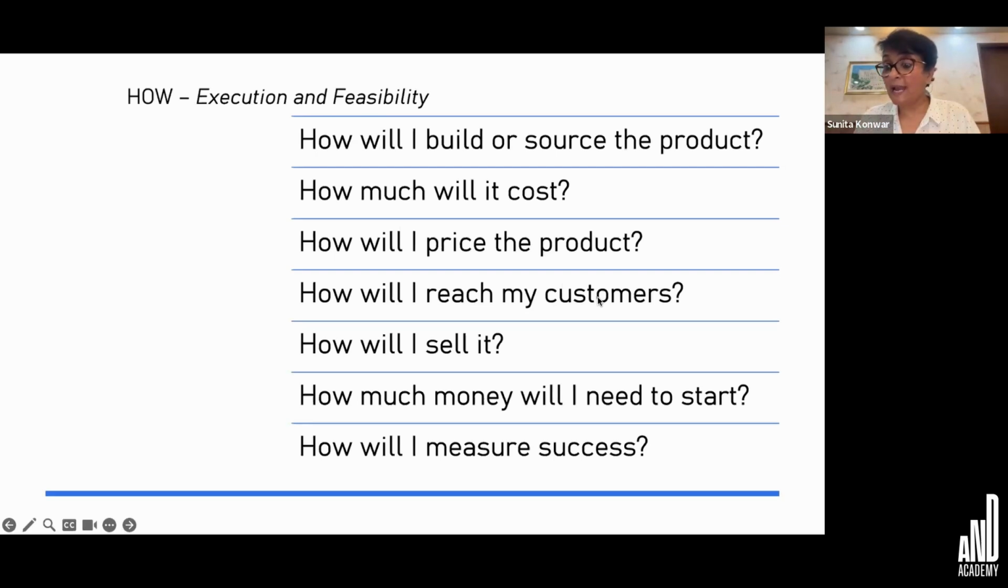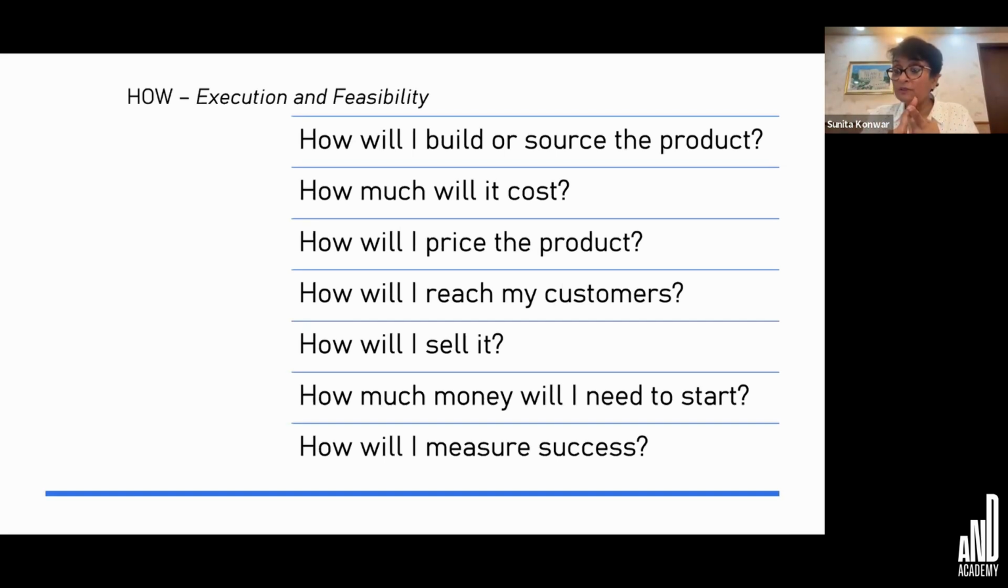So what are the questions that he had to think about, that we all will have to think about, is how will I buy or source the product? Where am I going to source it from? Okay. Are you making this product for yourself? Are you collaborating with artisans? Are you going to have some vendors? Are you going to outsource it? How are you going to source? Okay. Then how much will be the cost?